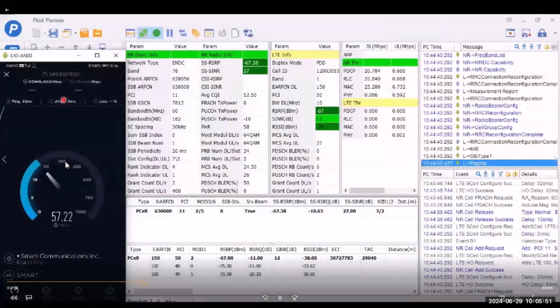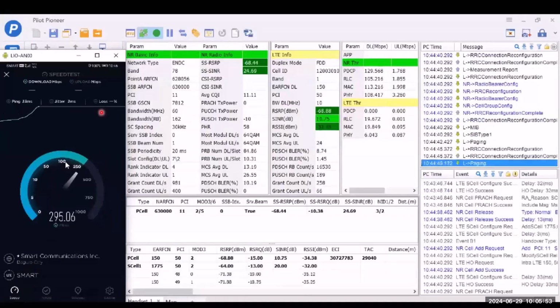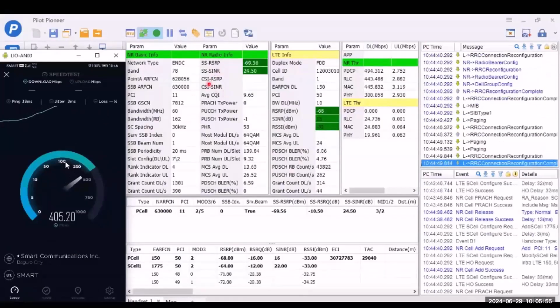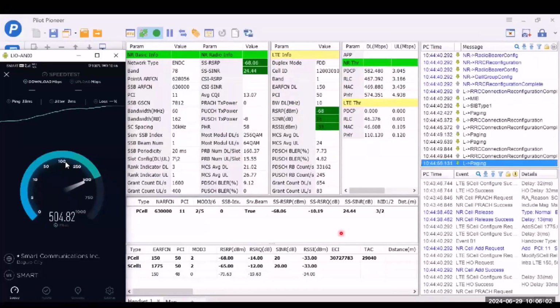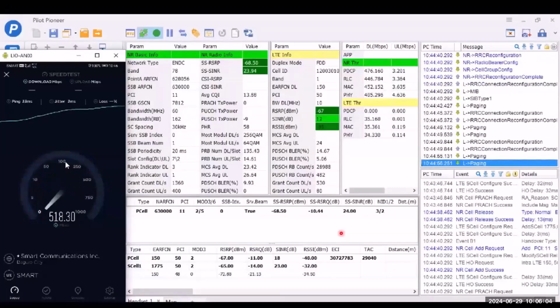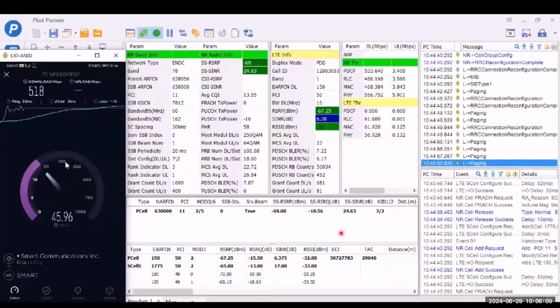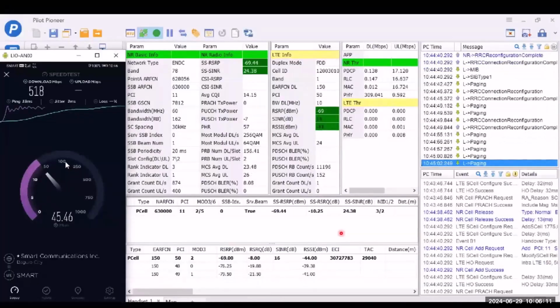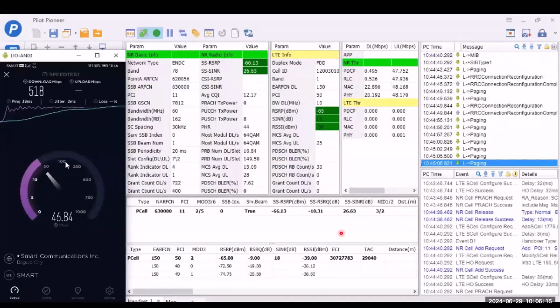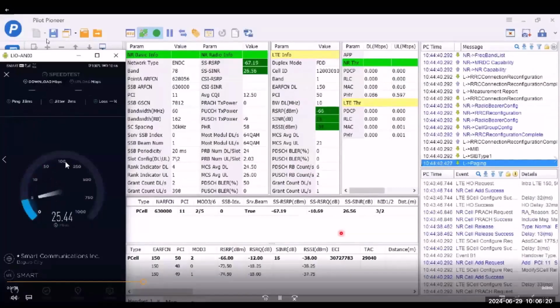This is what you see on your mobile phone as a user, but at the back end, you will see these different parameters. There's a lot of things happening in the background of, for example, a simple speed test like this. This one is a simple speed test getting around 518 Mbps in the download and around 40-something in the upload.